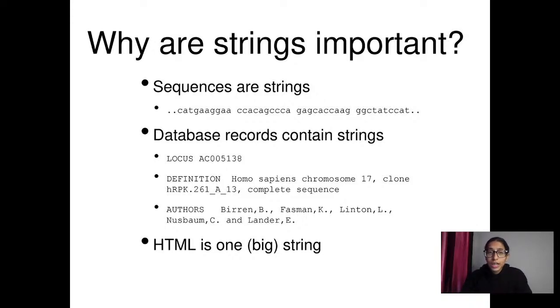Now how are the sequences there? Either they can be in capital letters, or in cursive letters, or in small letters, or numerals. The second part is that database records contain strings. Every database record contains a string.